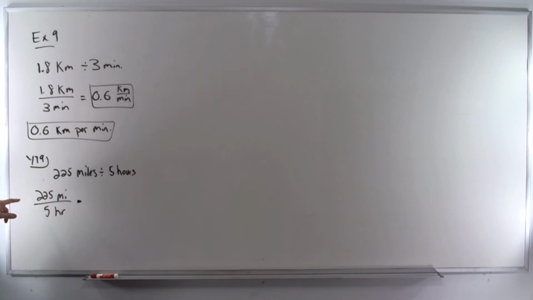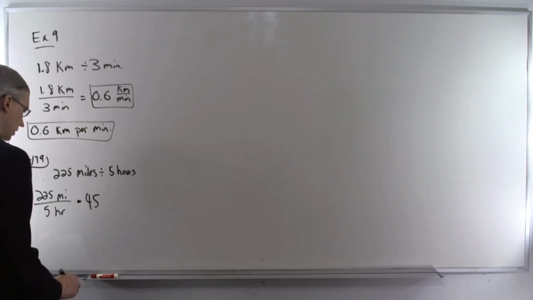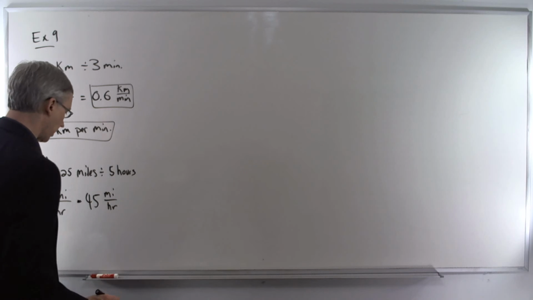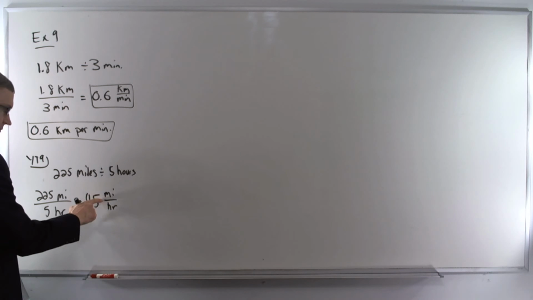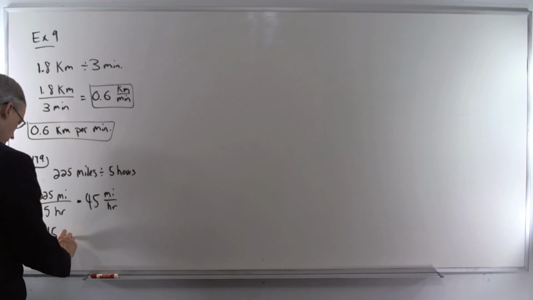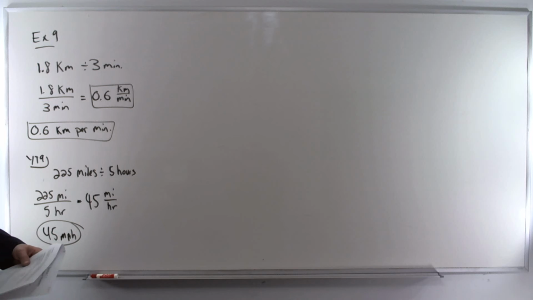So we're going to take 225 miles divided by 5 hours. So 225 divided by 5 is 45. Miles per hour. All right, miles per hour. Or the common abbreviation MPH, 45 miles per hour.